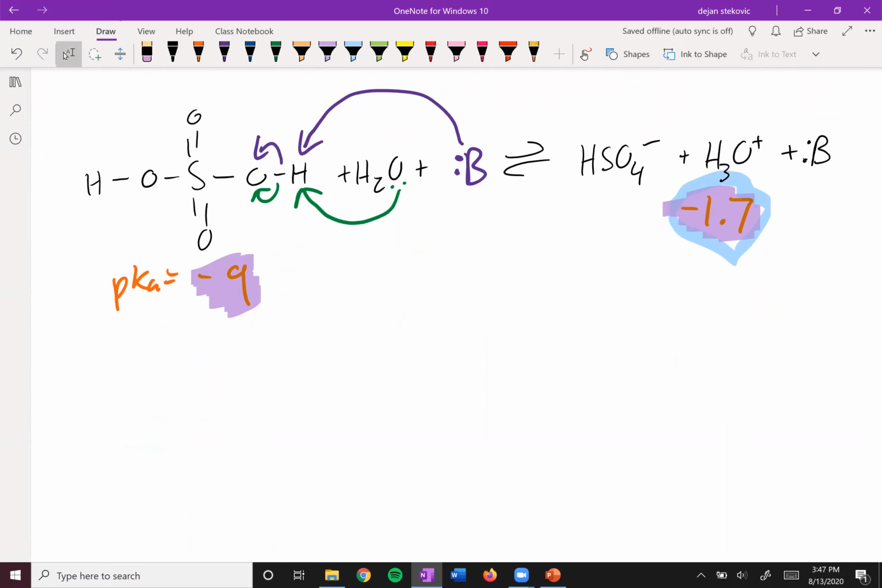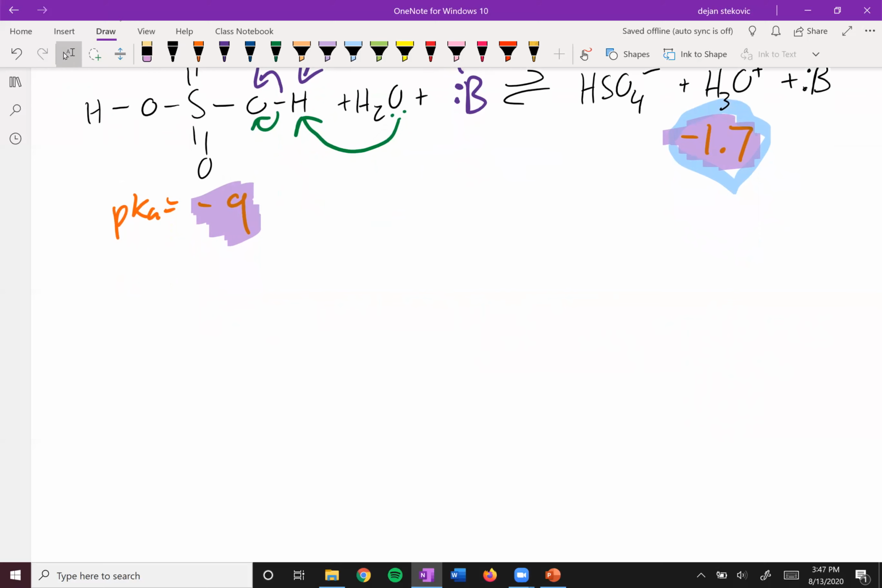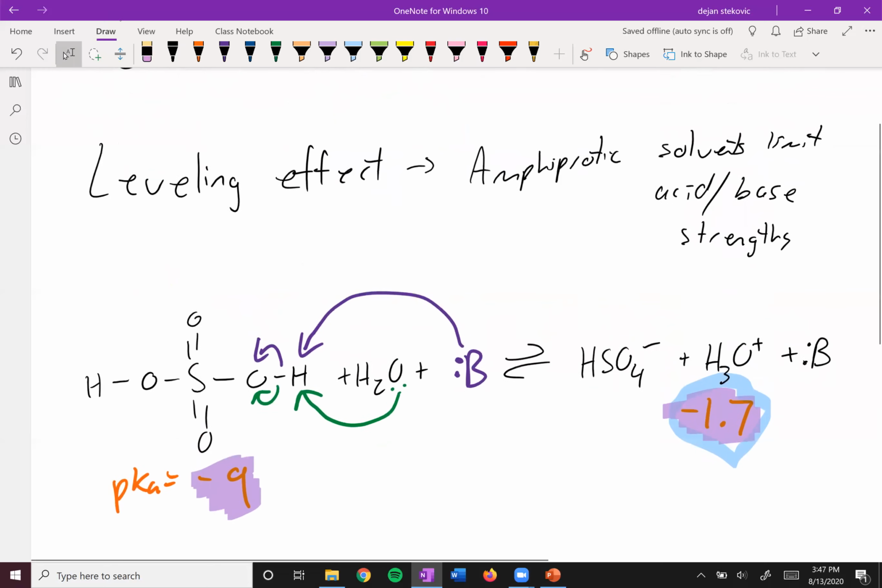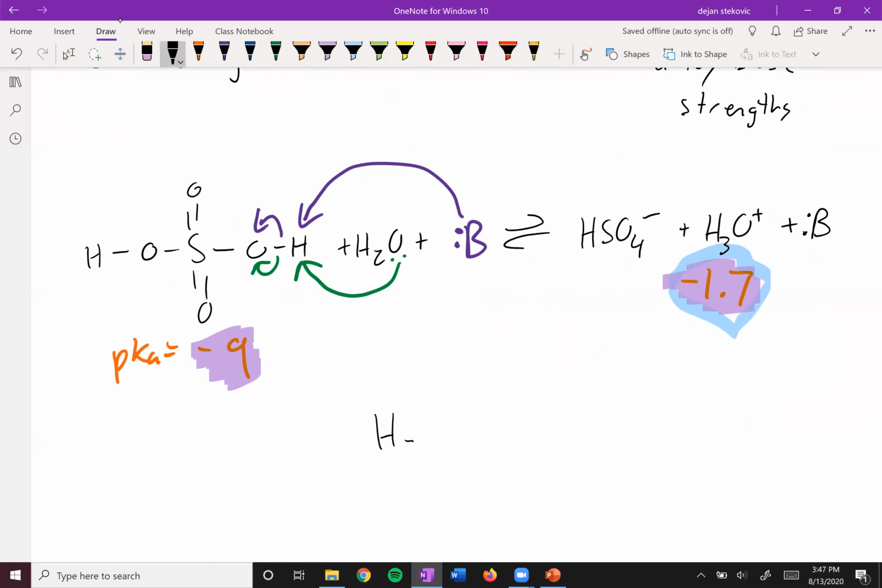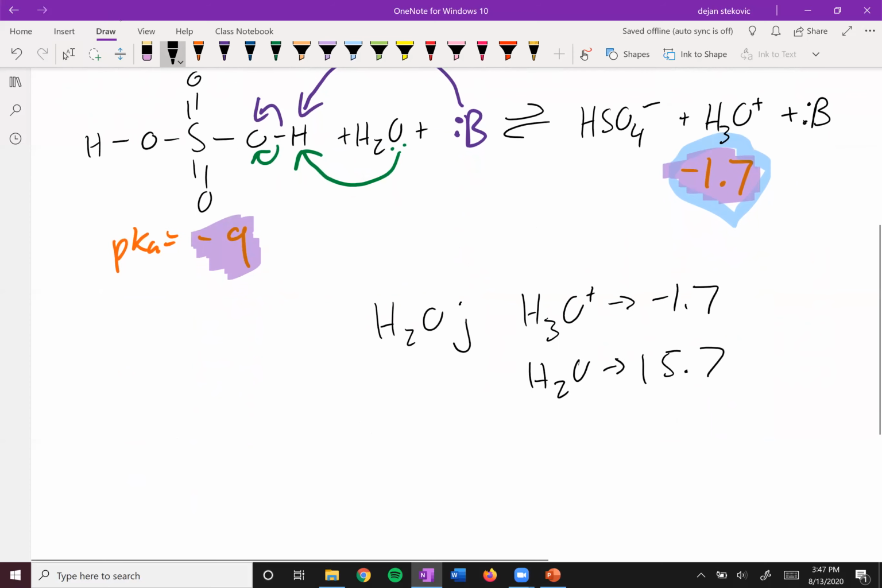And the same thing happens for basic solutions as well with water. So if you put some kind of strong base in, it may interact with the water instead. So you're limited by the acid-base strengths of water if you're using water as a solvent. So with water, you can think of a pKa of H3O+ as -1.7 or H2O as 15.7. Cool. And so this is one of the many reasons, there's other reasons as well, that you'll see water is not often a solvent in organic chemistry.